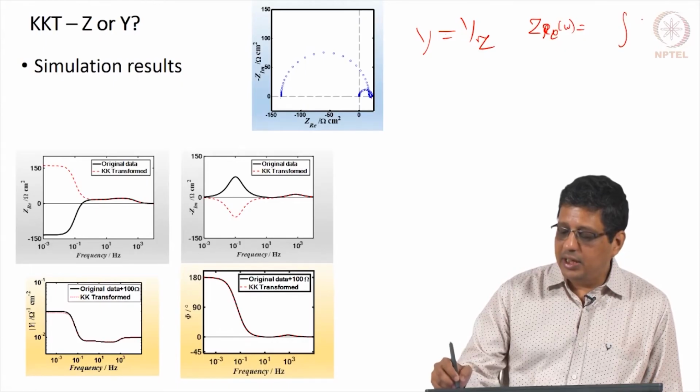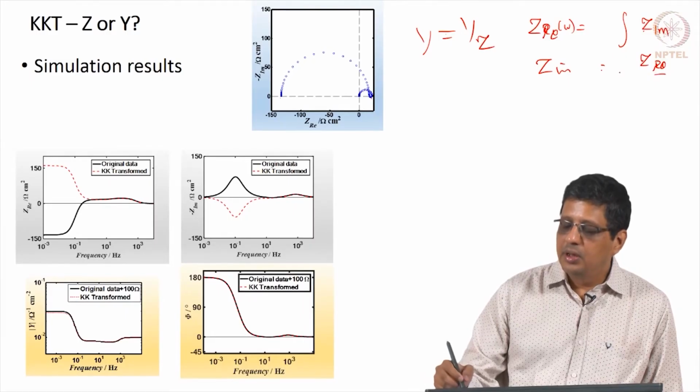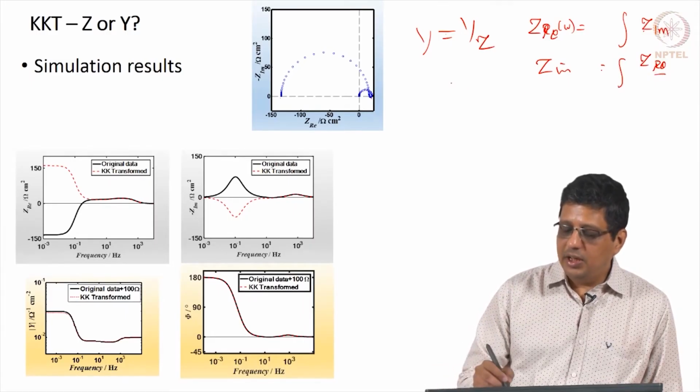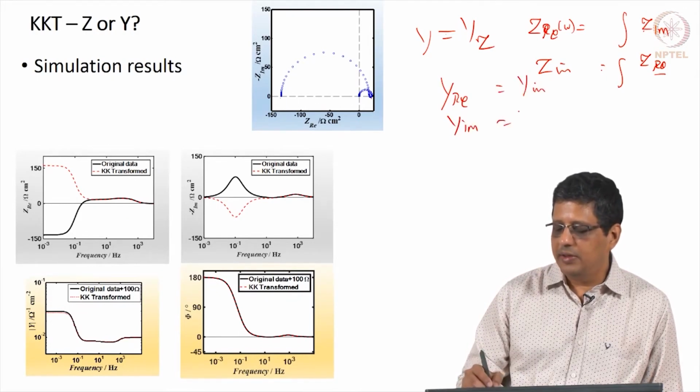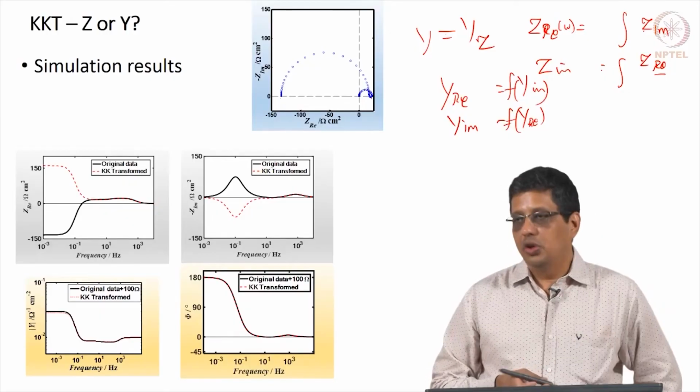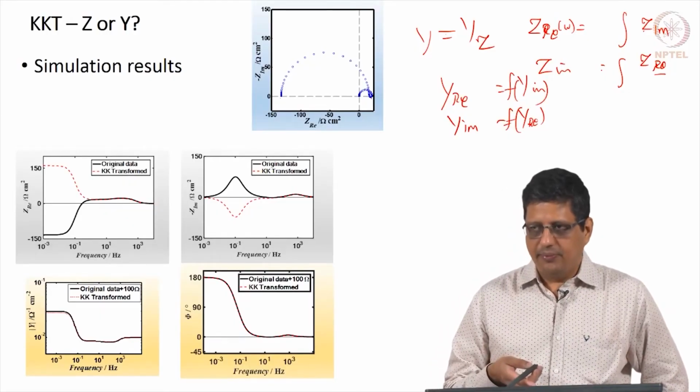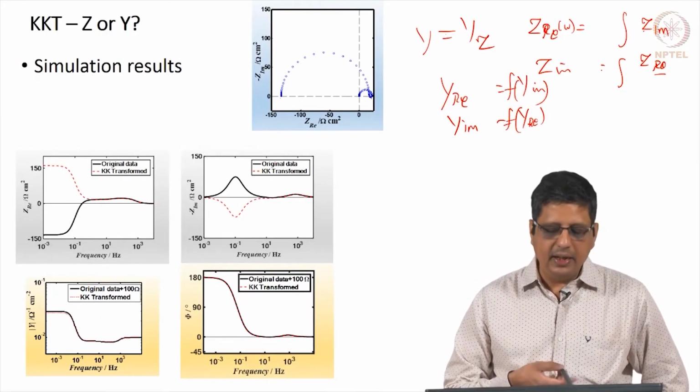On the right side you have the integral, you have Z real and Z imaginary. You would have this on the imaginary side and you would have this on the real. This we have to replace with Y real and Y imaginary, and of course on the right side you will have to have it as a function of imaginary and real. So, if you use it as admittance, it will transform correctly.